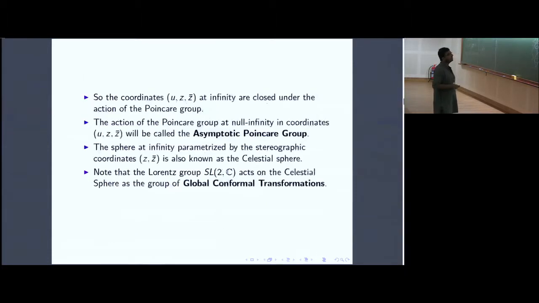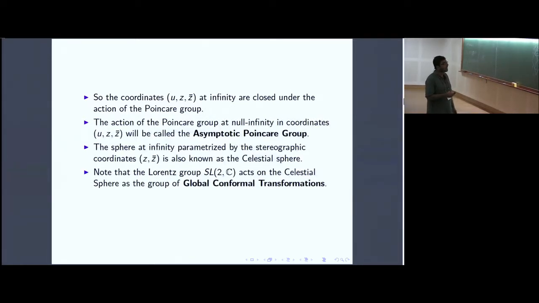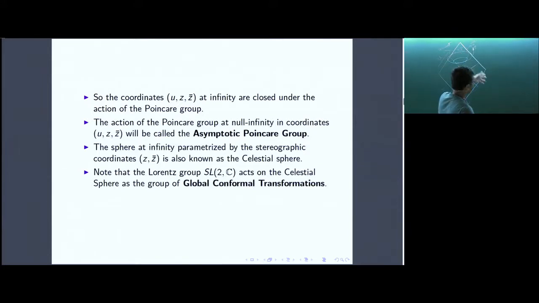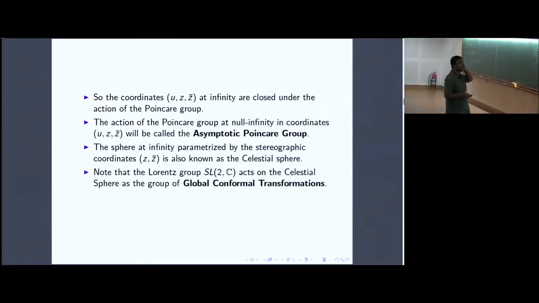So now we can see that these U, Z, Z bar at infinity are closed under the action of the Poincare group. The action of the Poincare group at null infinity in the coordinates U, Z, Z bar will be called the asymptotic Poincare group. It is the same as the Poincare group, but it is just acting on a different space. So instead of the 4-dimensional bulk, it acts on a 3-dimensional boundary.